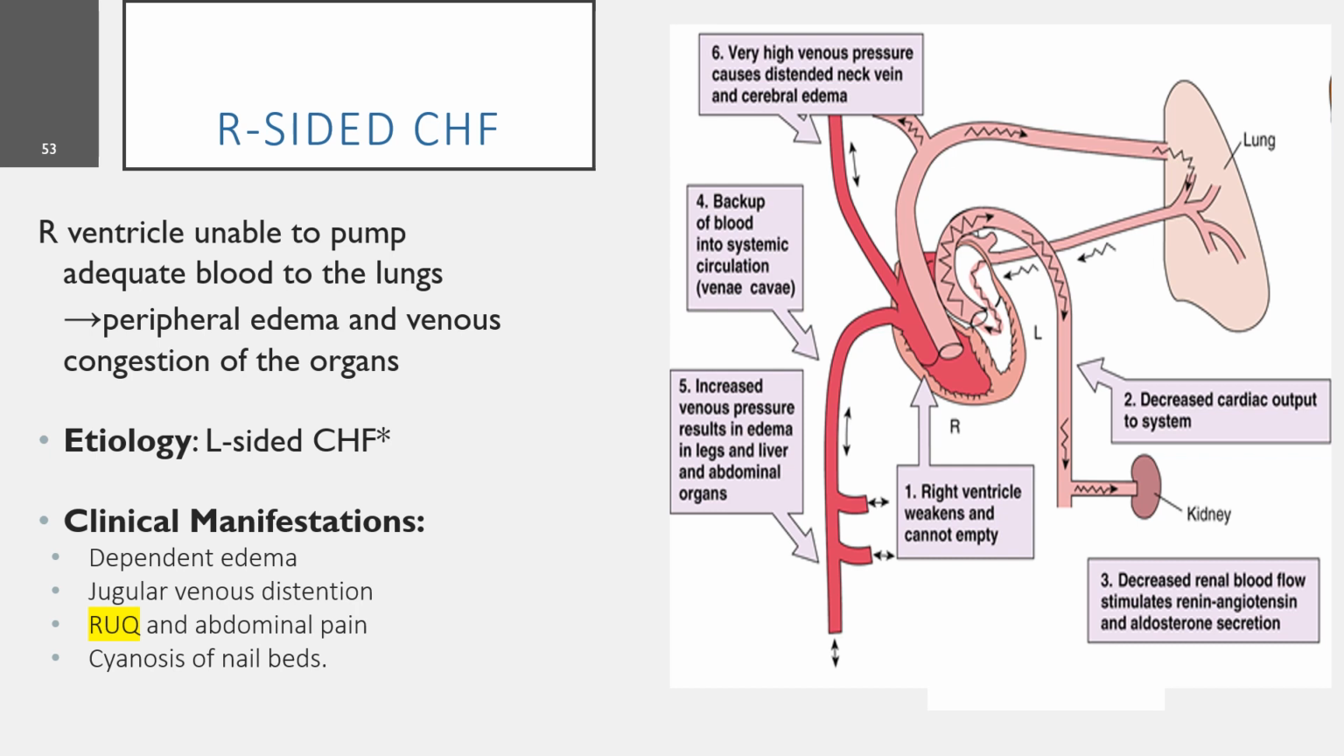Jugular venous distension, visible distension of the jugular veins in the neck due to increased central venous pressure, reflecting right-sided heart dysfunction. Right upper quadrant and abdominal pain. Hepatic congestion can lead to discomfort or pain in the right upper quadrant of the abdomen, often accompanied by hepatomegaly. Cyanosis of the nail beds, bluish discoloration of the nail beds due to poor oxygenation of blood, indicating hypoxemia resulting from inadequate pulmonary circulation.